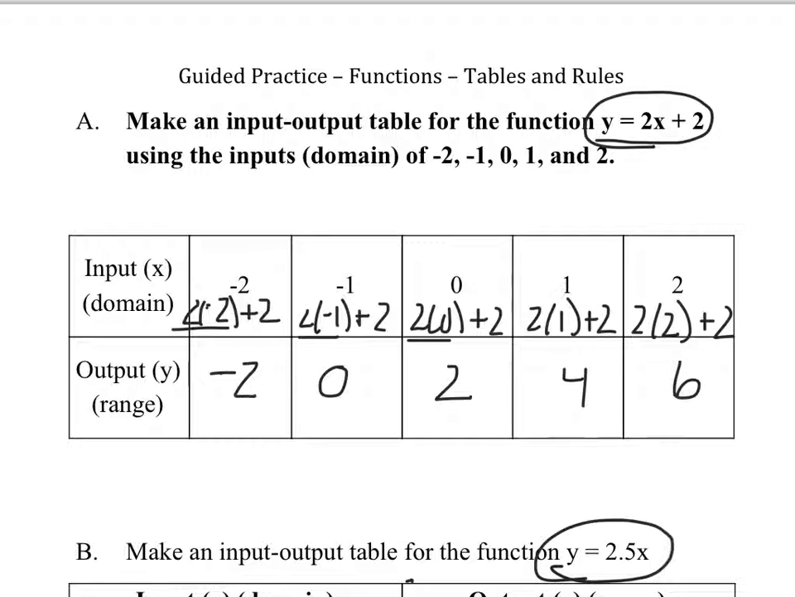And now I've completed that input-output table. So I hope this has helped you to understand how to create function tables when you're given a rule, and to find rules if you're given a function table.